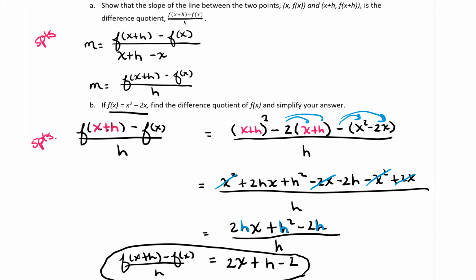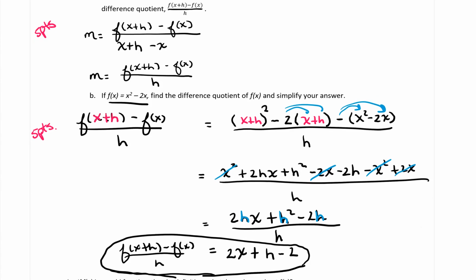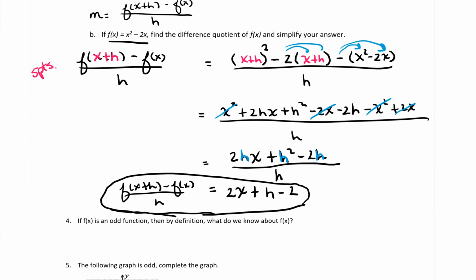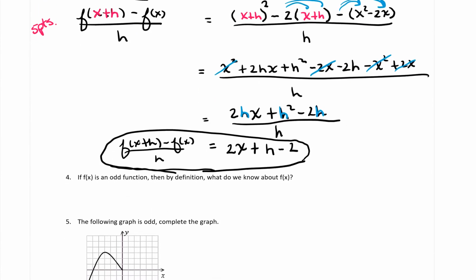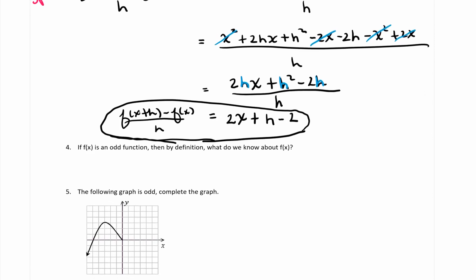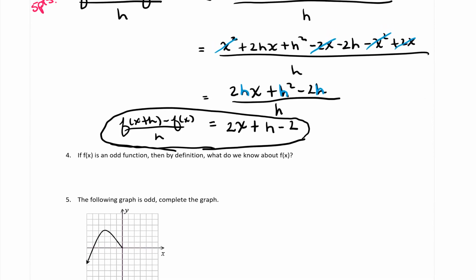So going to problem 4. If f of x is an odd function, then by definition, what do we know about f of x? Well, if f of x is an odd function, then we know that if we plug in negative x wherever we see an x, this would be the same thing as negative f of x. So that's what I was looking for, and that's 4 points.